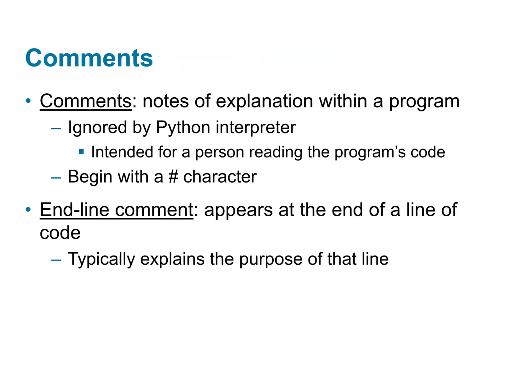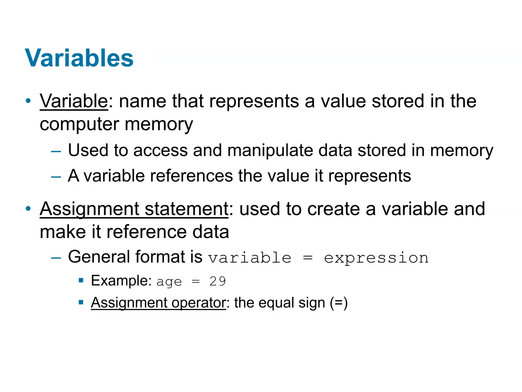A comment is just a note of explanation. It is ignored by the interpreter, but it's very helpful and important to have. It's intended for a person reading the program's code, a human. They begin with a pound sign, and they can be end of line or beginning of line. If they're end of line, it ignores the rest of the line. A variable is the name that represents a stored value in computer memory.